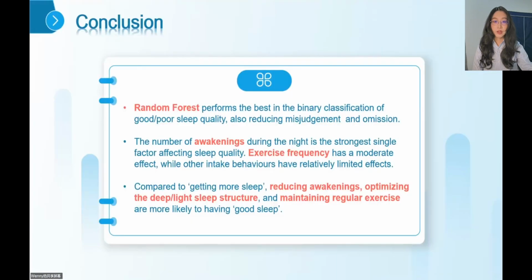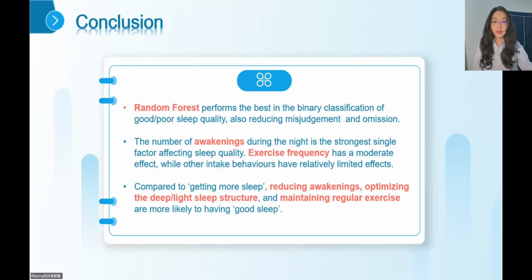Based on the above study, I draw the following conclusions. First, among the 6 machine learning models, random forest performs the best in the binary classification of good or poor sleep quality, with high accuracy and recall, effectively reducing misjudgment and omission of poor sleep cases. Second, the number of nighttime awakenings is the strongest single factor affecting sleep quality. Exercise frequency has a moderate positive effect, while other intake behaviors have relatively limited effects.